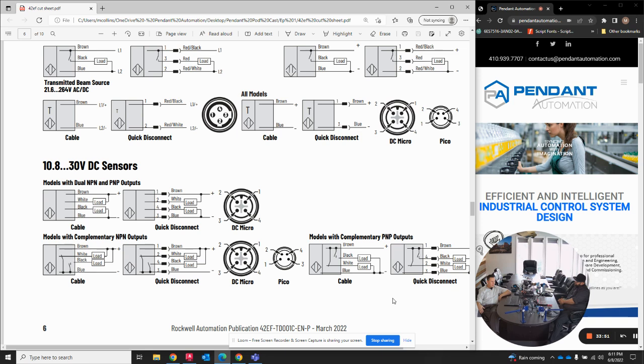I personally don't like NPN, and the reason for that is if a wire becomes shorted to ground, that's as good as a completed circuit and you get a false input. Whereas with PNP, if that output wire becomes shorted to ground, you get a DC power supply alarm and it doesn't trigger the input.